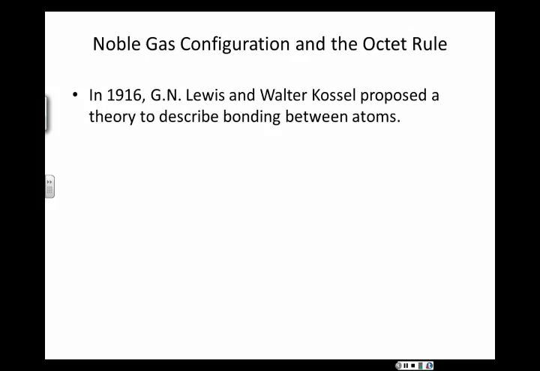In 1916, two chemists had done enough observations to propose a theory that described not just the bonding, but why the bonding happens. So this is a theory describing why bonding happens. And here are some fundamental observations that go into this theory.